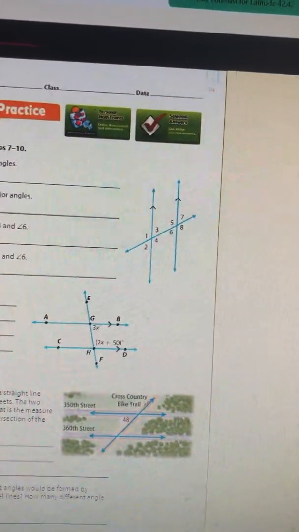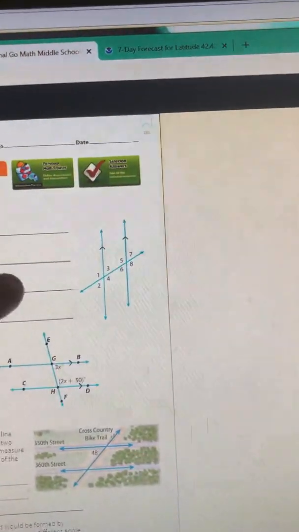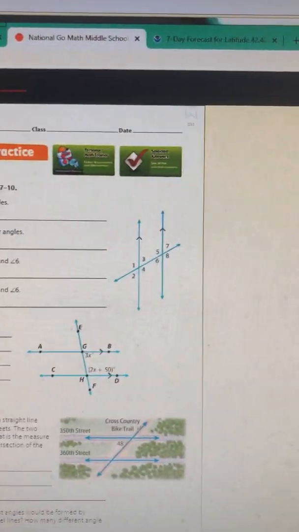Number 8 says name both pairs of alternate exterior angles. So here you would have 2 and 7, and then 1 and 8, and those are obviously equal.